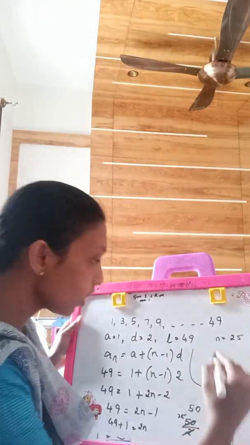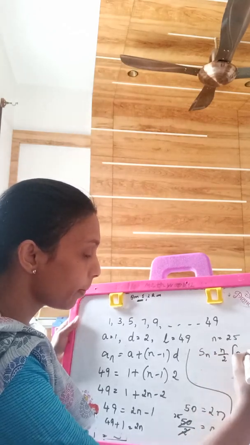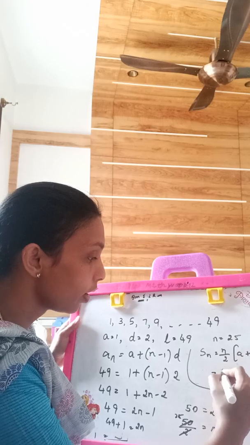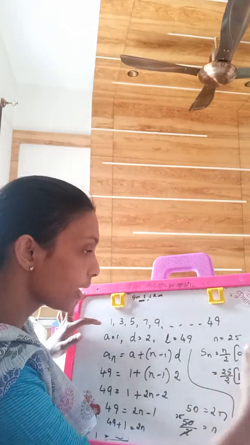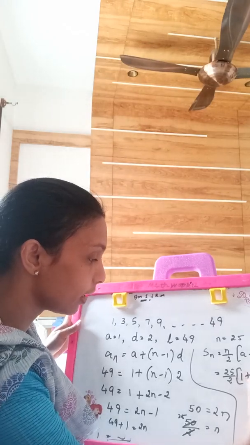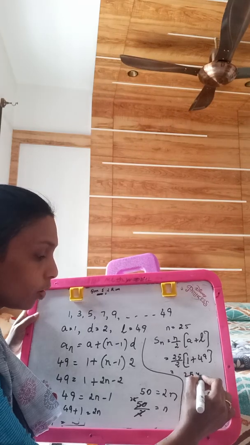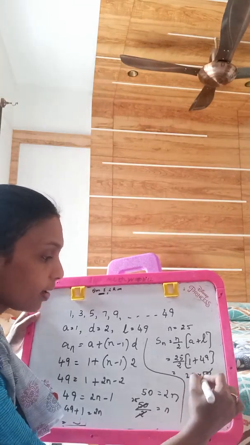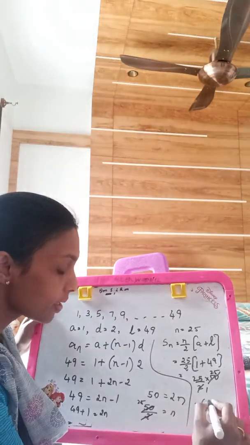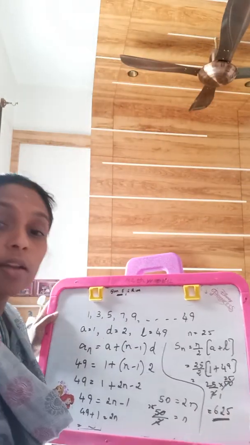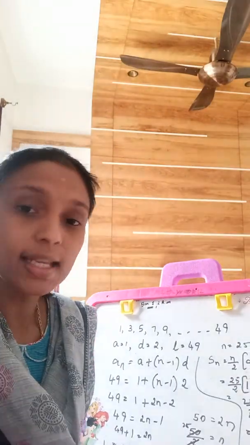Now, we have this formula, no? Sn is equal to n by 2 into (a plus l). What is n, children? 25 by 2. What is a? 1. What is l? 49. 25 by 2 into 50. 2 ones are 2, 2 twenty-fives become 50. 25 into 25 becomes 625. Now, in today's class, we learnt all these things. Thank you.